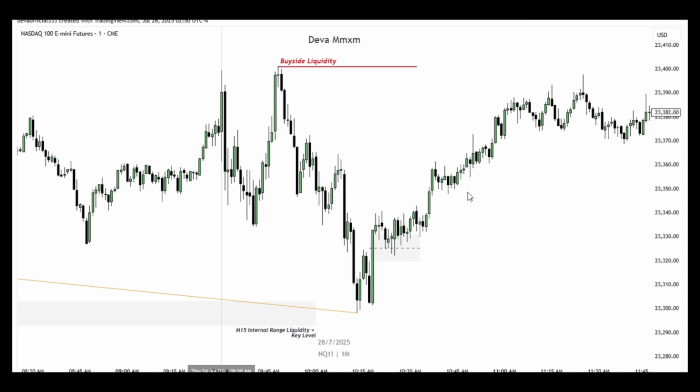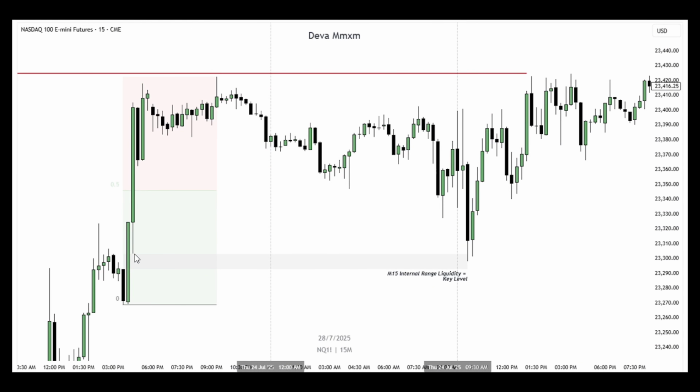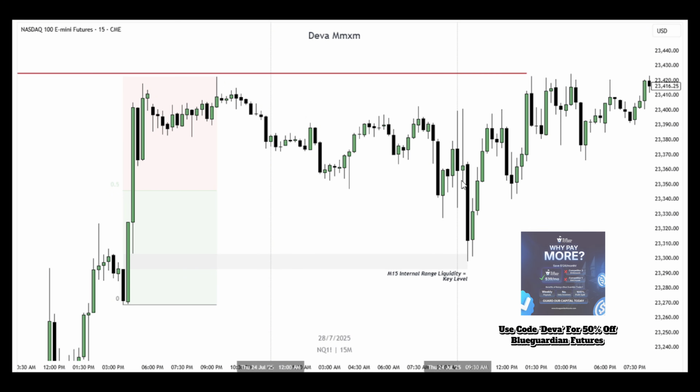Okay. On the M1 chart, you can see that 9:30 just opened up, right? And that was a manipulation. And you don't really need to care about this SMT or this manipulation, like, you don't really need to think about that until it hits the higher time frame key level, which is the intermediate time frame key level, which is the M15 internal range liquidity, and then price is in discount, right? You just need to be patient here.